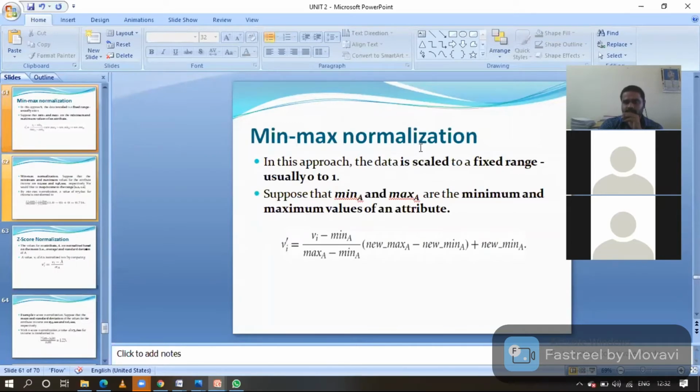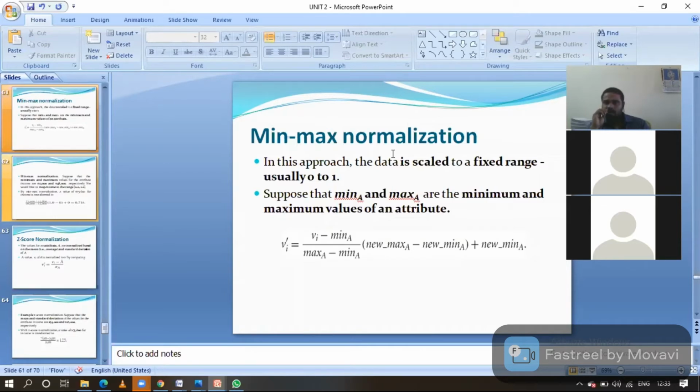Min-max normalization. This is also one of the normalization techniques. With the help of this normalization, we are going to change the range according to your scenario. For suppose salary is there from 10,000 to 1,20,000, and I want to scale that from 0 to 1. With the help of this min-max normalization technique, I'm going to convert it.